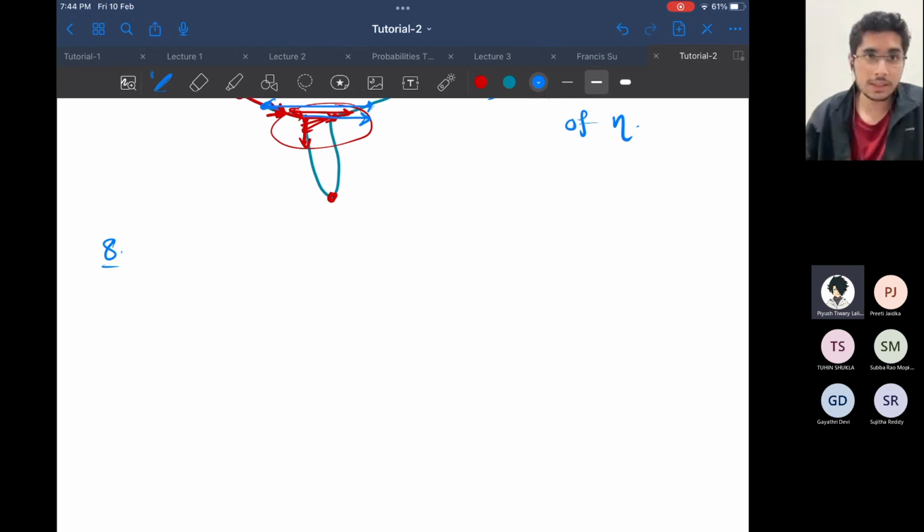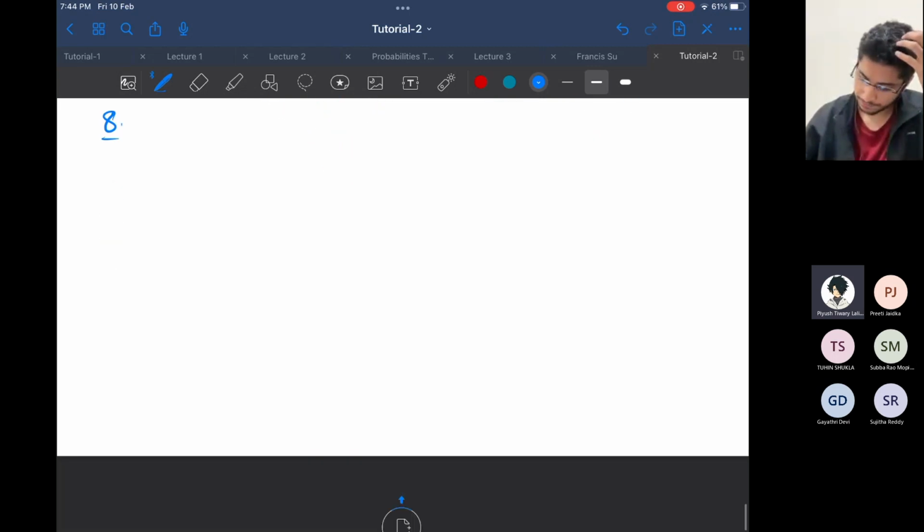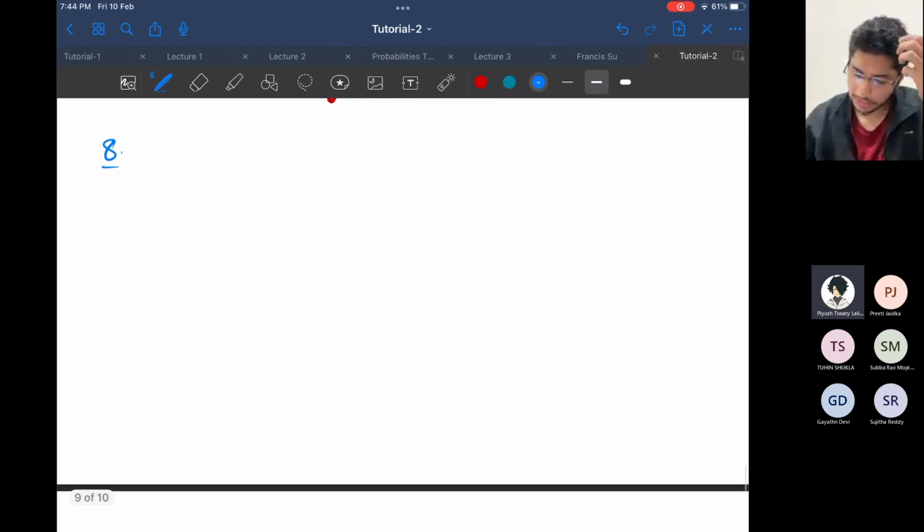Eighth question. What is it? We have a function that we want to approximate using 150 rectangles, towers. How many neurons in the hidden layer are required to construct the required network? Again, be careful while doing these questions.